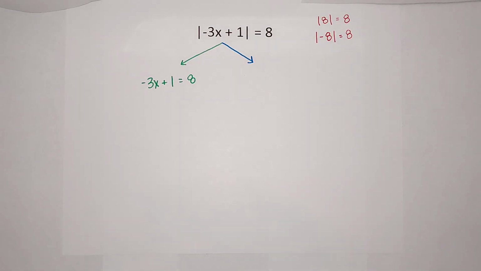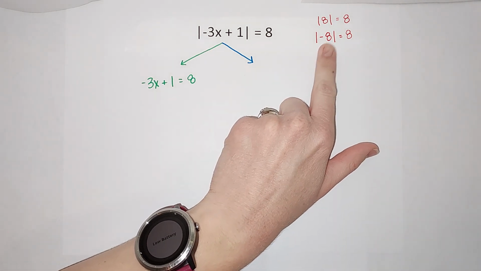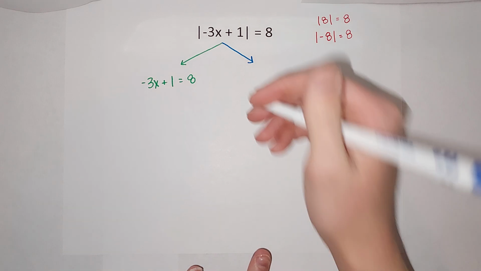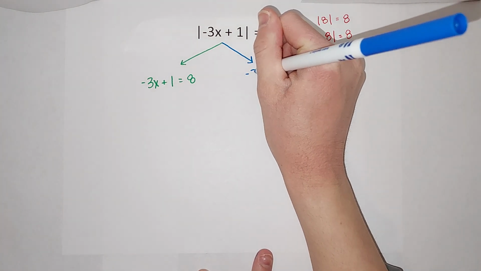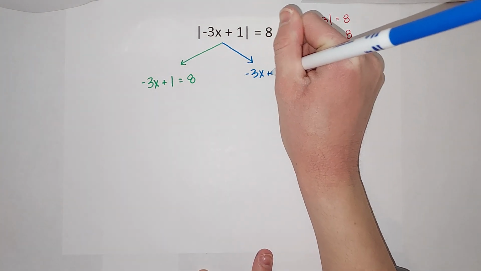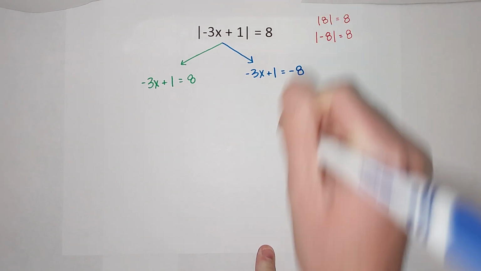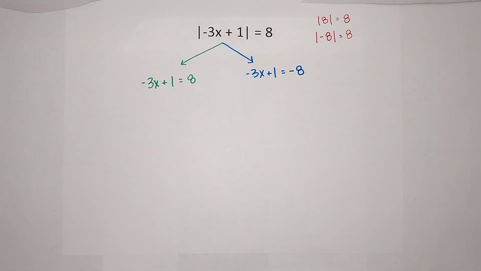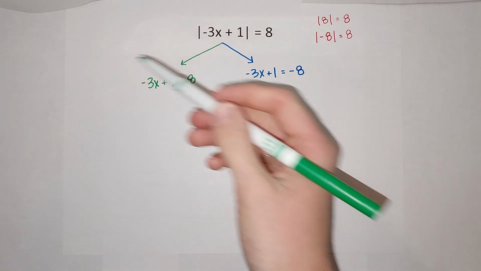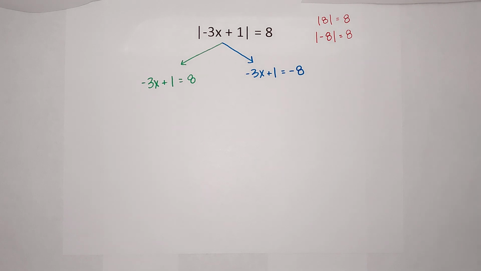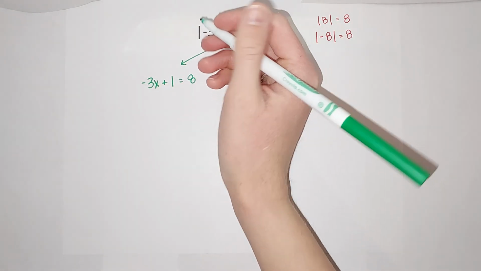But we learned it could also equal -8, right? Because the absolute value of -8 is 8. So -3x plus 1 could also equal -8, okay? So x is going to be different for each of these situations, so we're going to have 2 answers, okay? Now we are just solving for x, okay? Like you've probably done lots of times.